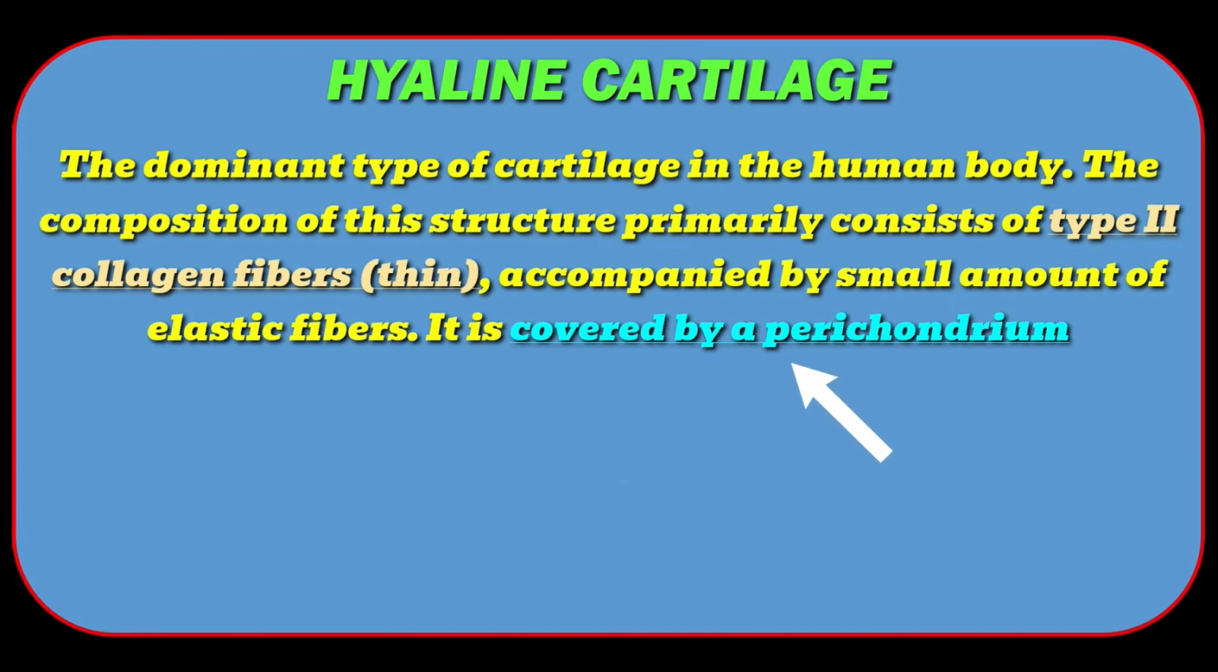Hyaline cartilage is the dominant type of cartilage in the human body. The composition of this structure primarily consists of thin type 2 collagen fibers, accompanied by a small amount of elastic fibers. It is covered by a perichondrium.